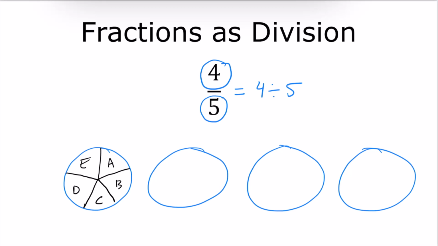Then you would do the same thing with all of the other circles. So you'd split this next circle up into 5 pieces, and person A would get 1 piece, person B would get the second one, person C would get the third, person D and person E would each get 1. And if I do that for the rest of my circles, let's see what I get here.